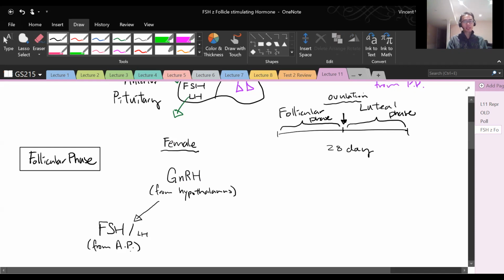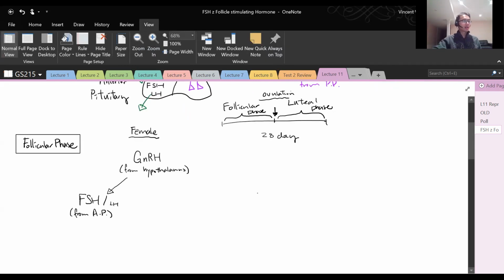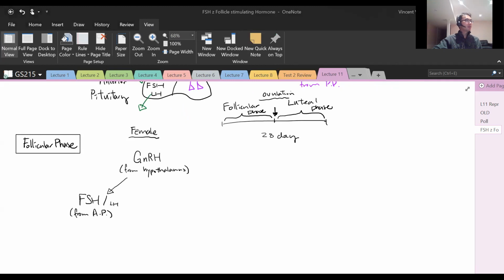This is from the anterior pituitary gland. I'll give you a moment to organize your diagrams, copy what you need to, and then we will continue in a second. Meanwhile, if you have questions, please do not hesitate to ask.